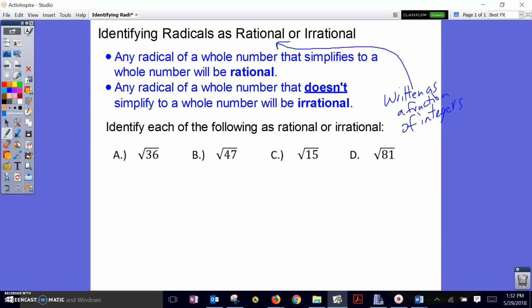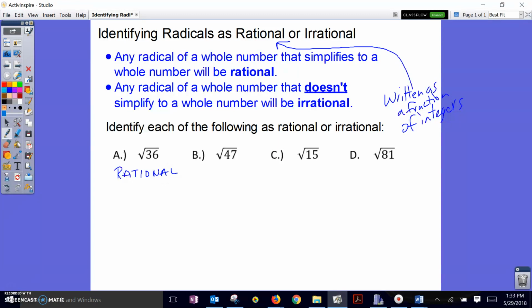Okay, so let's start. We're going to identify each of these as rational or irrational. First, the square root of 36. Now, the question is, does that come out to be a whole number when we take the square root of 36? Is there a number that when we multiply it times itself gives us 36? And the answer to that is yes. It's 6. 6 times 6 is 36. Therefore, this square root comes out as a whole number, and this one is going to be rational.